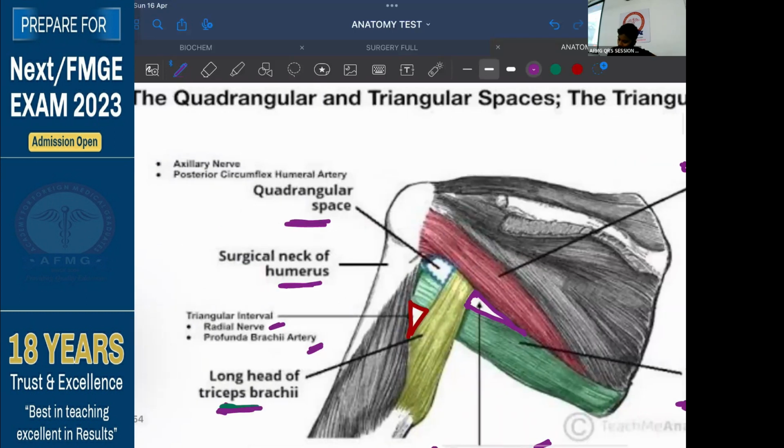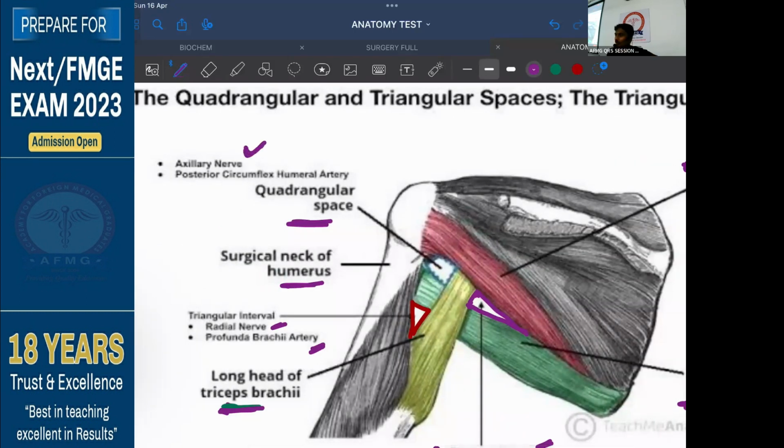This quadrangular space is the site for passage of the axillary nerve. What is in close relation to the surgical neck of the humerus? Which nerve? It is definitely your axillary nerve. I hope all of you are quite aware that this is the surgical neck of the humerus, and axillary nerve takes a turn around the surgical neck of the humerus. Therefore, if they say that what is the most common site for fracture of humerus? It is the surgical neck of the humerus.